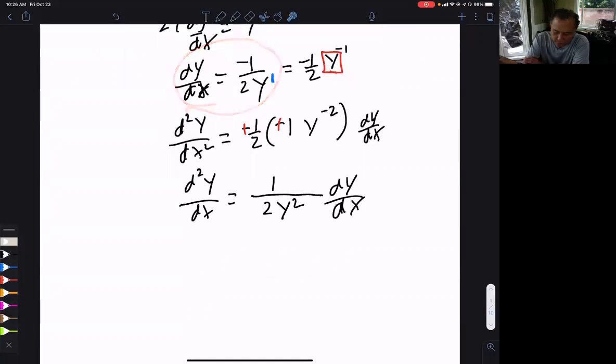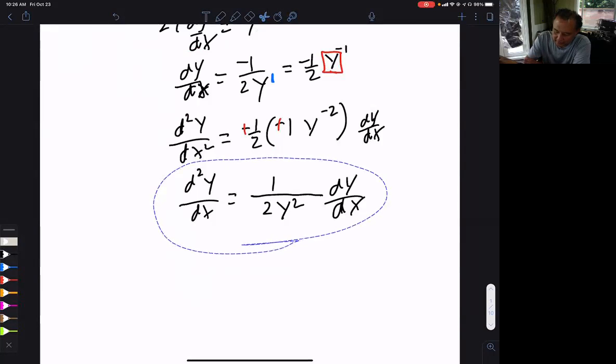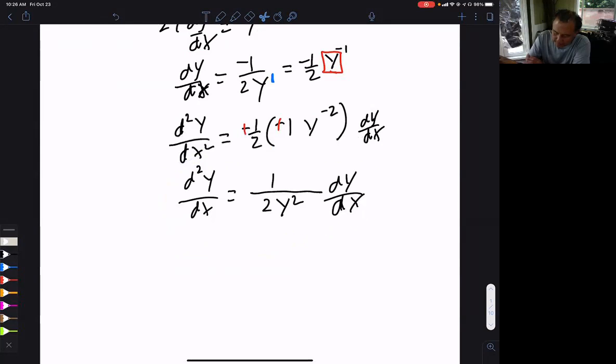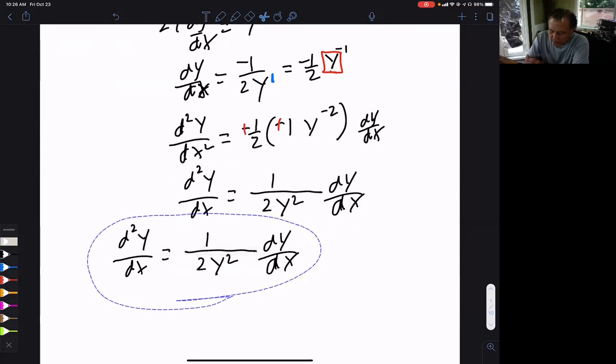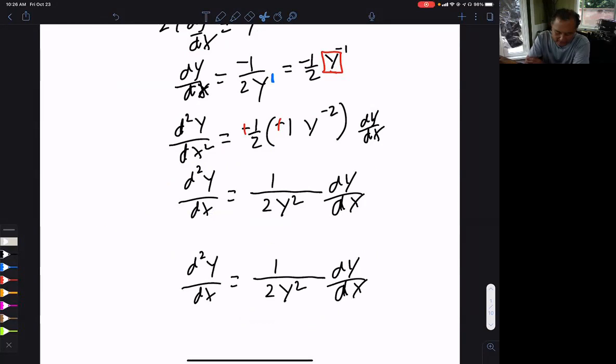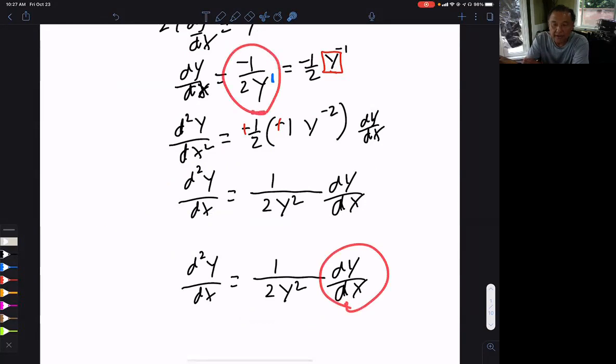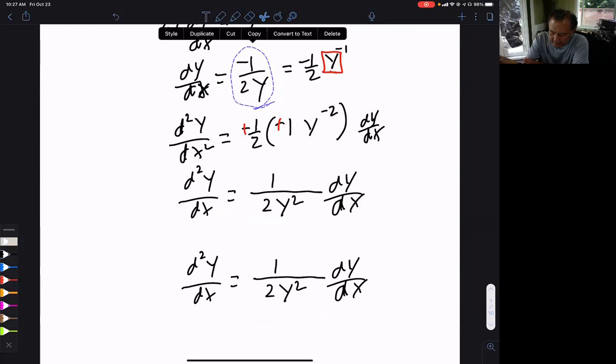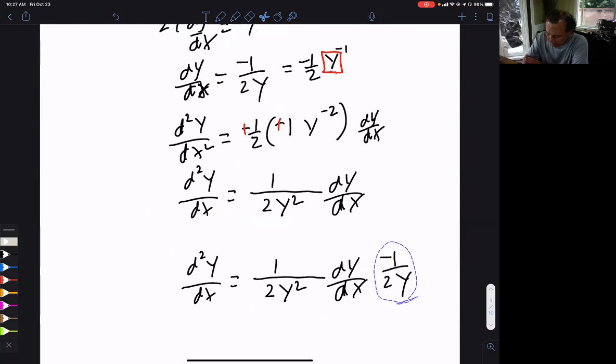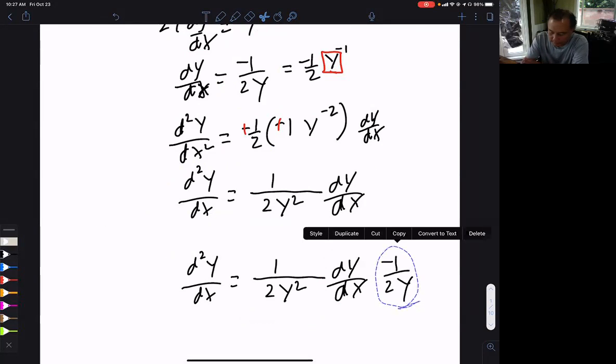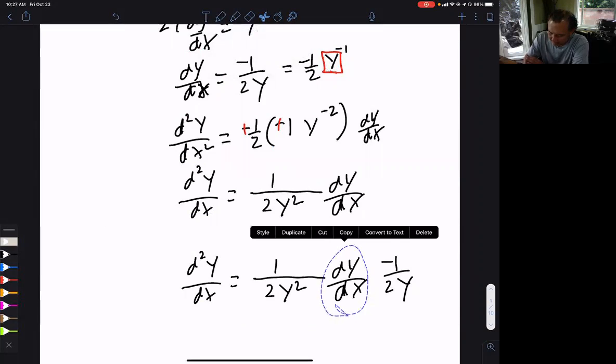So what we're going to do is replace dy/dx with its equivalent. So let me copy and paste that. So we need to take this thing and replace it with that, because that's the equivalent. So let me copy that. I'll paste it here. And I'm replacing the dy/dx, so let me delete that.